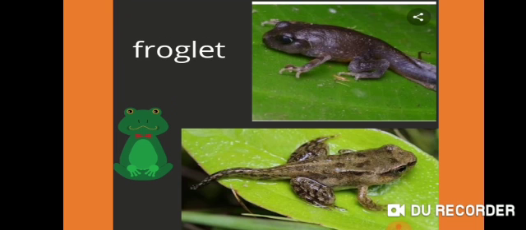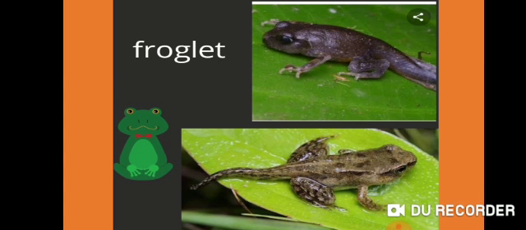From the tadpole, it goes through a process and it becomes a froglet. This is the picture of a froglet. And the froglet is the third stage of the life cycle of a frog.